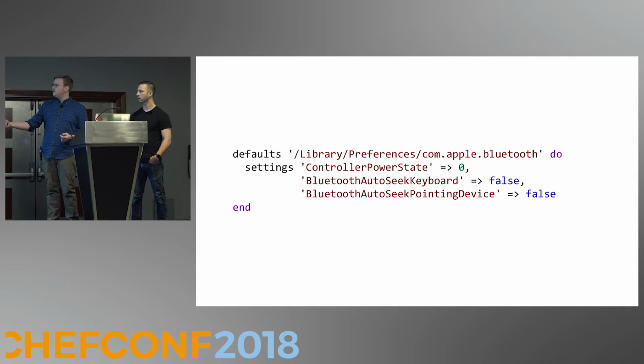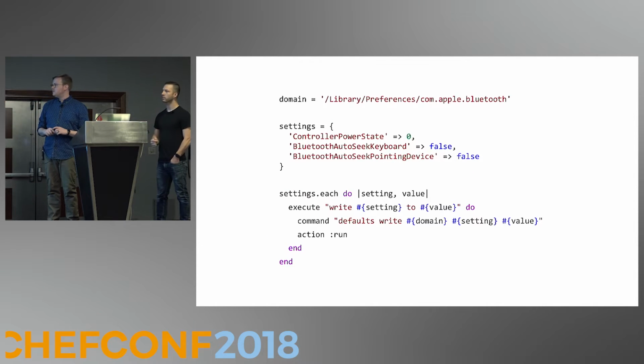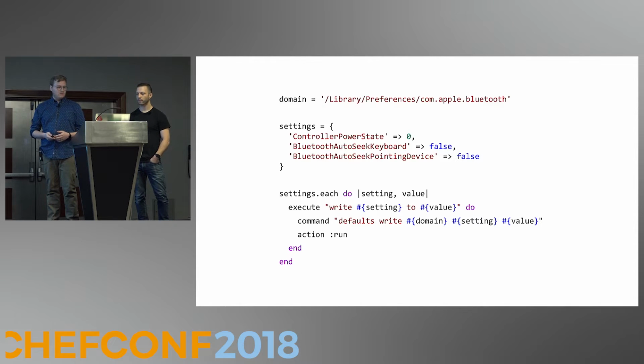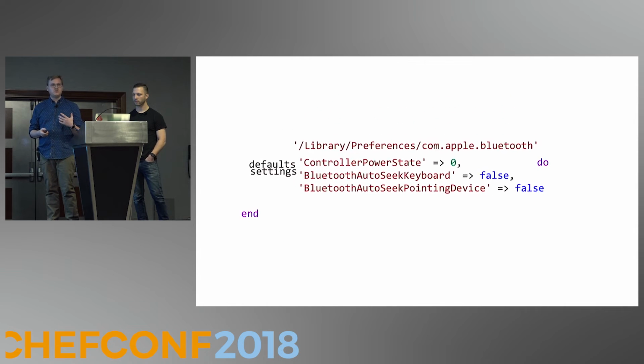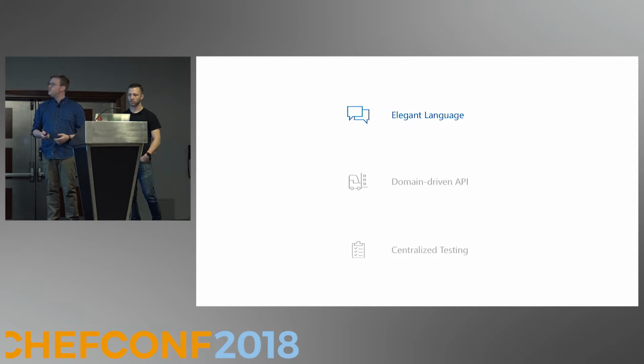If I go back, the string interpolation down at the bottom where it says commands default, right, that string interpolation is just going to take a 0 from the integer and false, a Boolean, and just write them as strings to this plist, which is totally not what we want. macOS will just ignore those settings. So by creating a defaults resource and testing it thoroughly, we find these kinds of bugs, and we wrap up that domain knowledge and that implementation into the resource so you don't have to worry about it when you want to use the defaults recipe or resource yourself. So that's what we mean by elegant language.